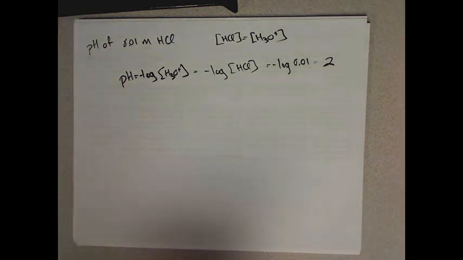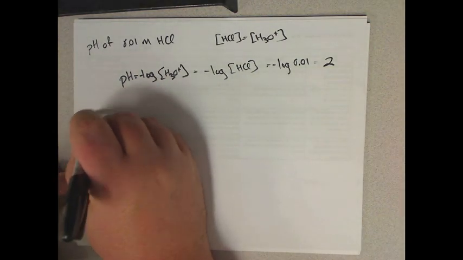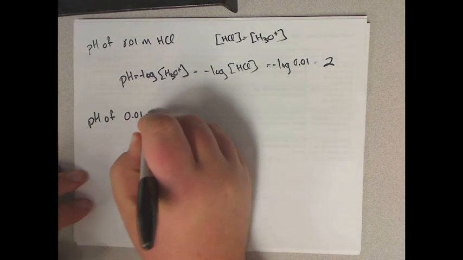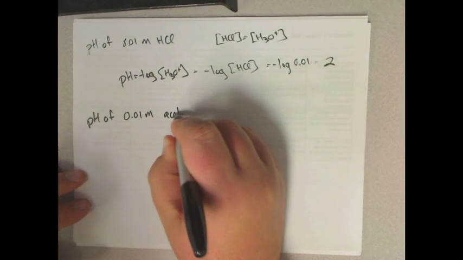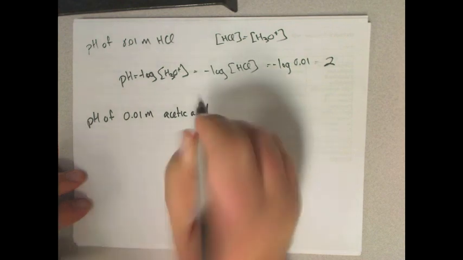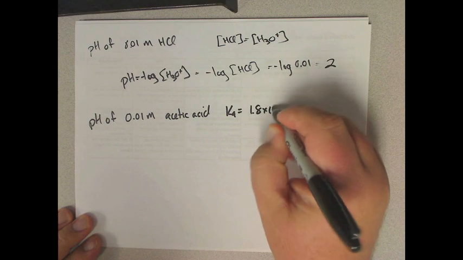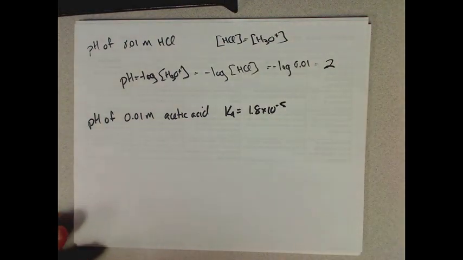Now the weak acid is a little bit more difficult. So let's say we have the pH of a weak acid like acetic acid. You're going to measure the pH, but I think the Ka of acetic acid is 1.8 times 10 to the minus fifth. So this is the theoretical pH.